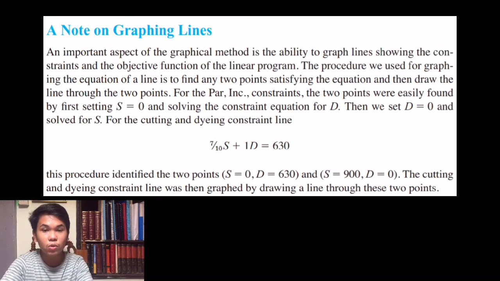The 2 points were readily determined for the Par Incorporated constraints by first setting S equal to 0 and then solving the constraint equation for D. Then we set D equal to 0 and solve for S.